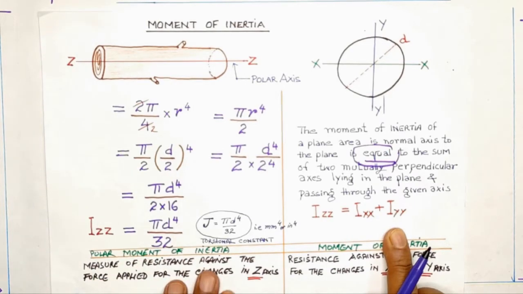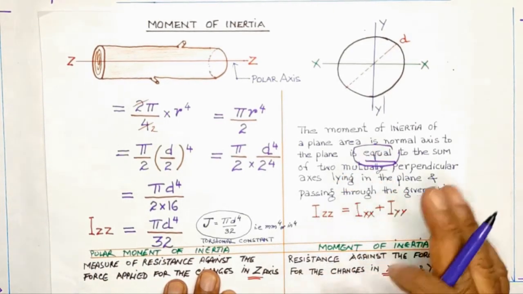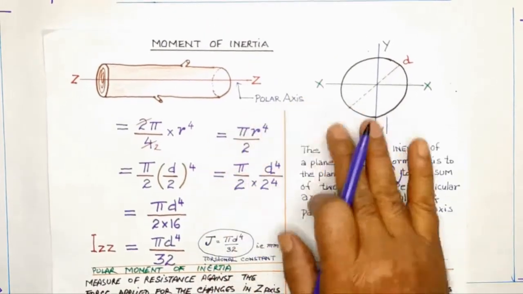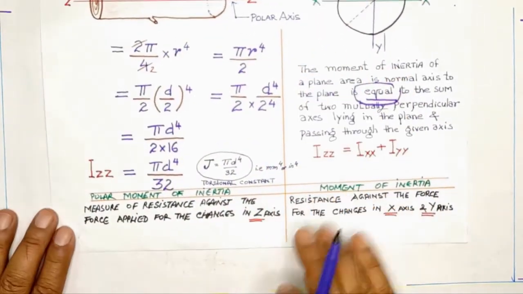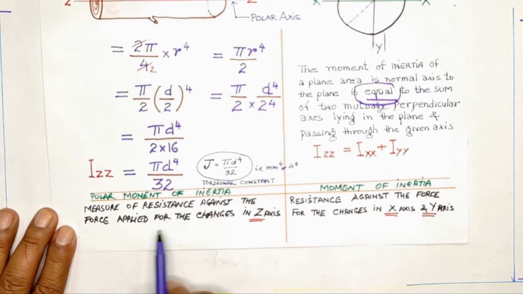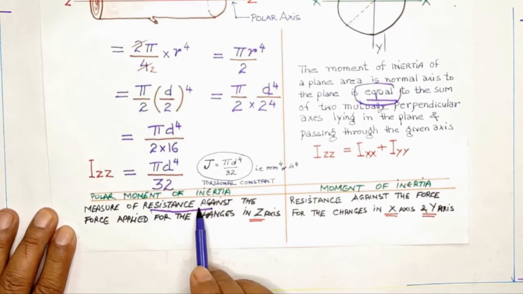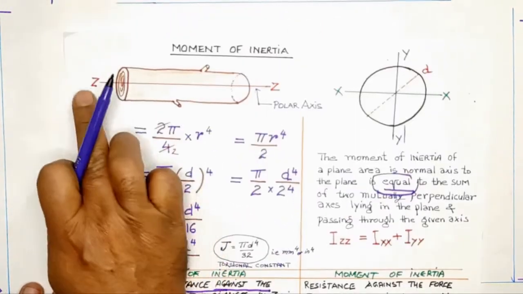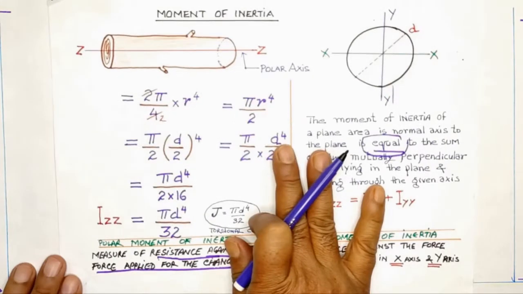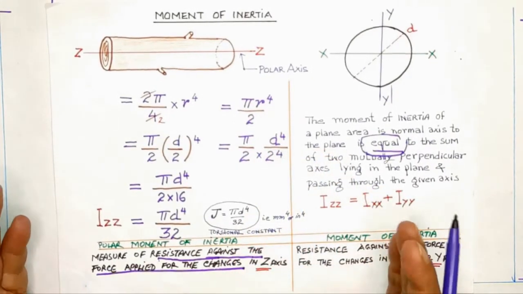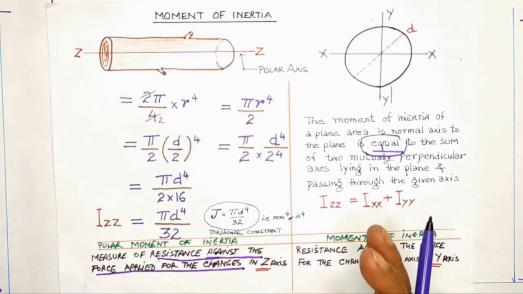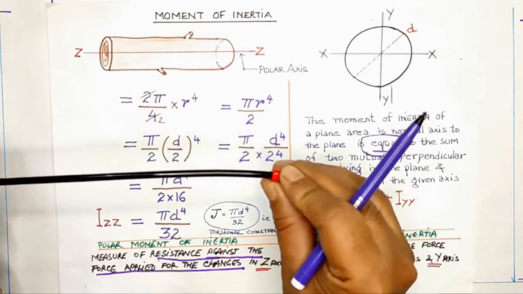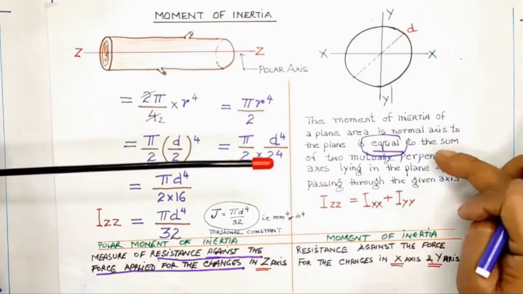So for polar moment of inertia and moment of inertia, we should understand what the moment of inertia means. Again, I'll repeat that polar moment of inertia is the measure of resistance against the force applied for the changes in this z-axis. Suppose this is the z-axis, whatever changes come here.